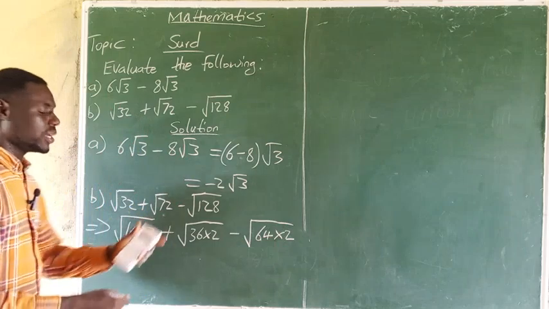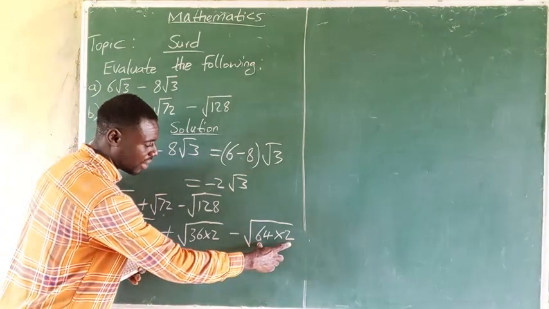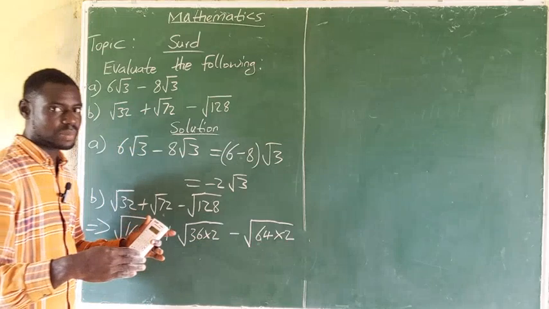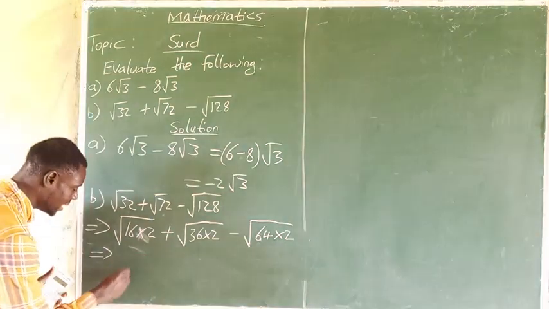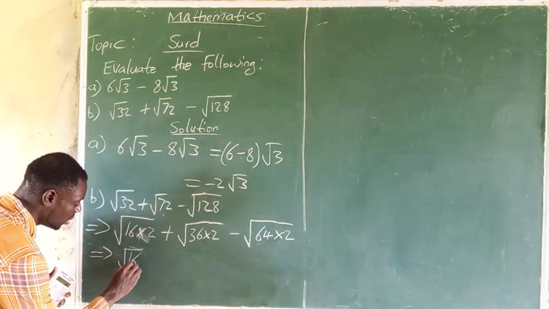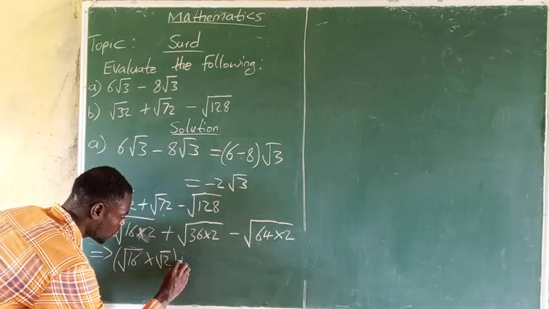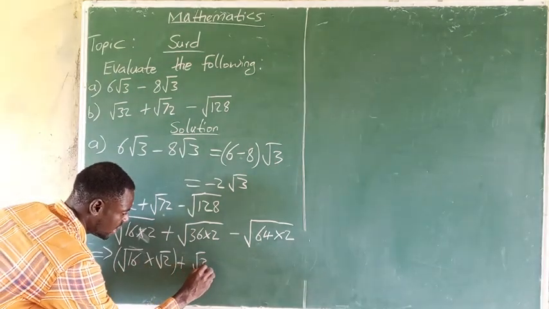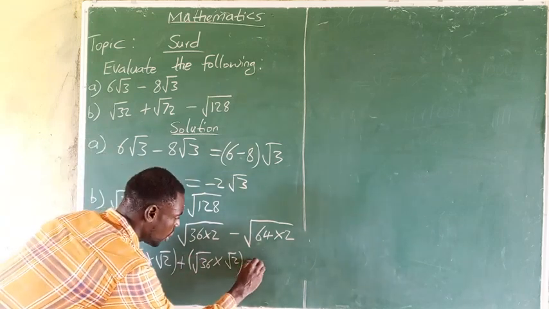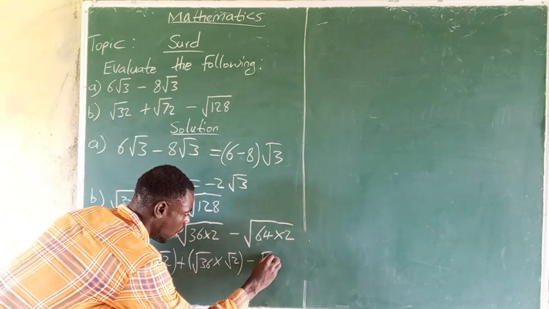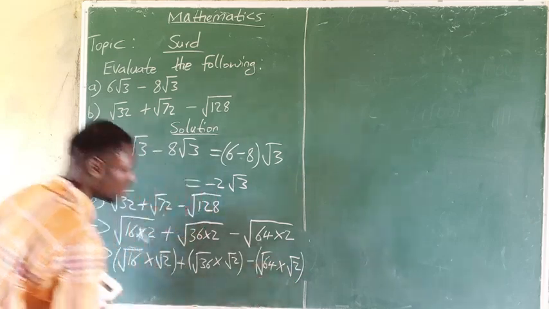Now observe, in the rules of multiplication under the rules of Surds, one of them says that if you have a multiplication under the root, you can separate the multiplication with their roots. What I mean is that you pick each of them out: root 16 times root 2. Remember, this is 1 root. Plus root 36 times root 2, this is another root. Minus root 64 times root 2, this is another root. You separate them this way.